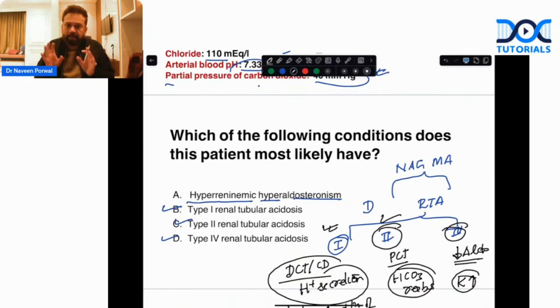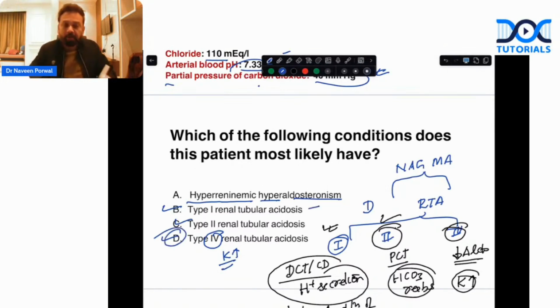See, I can discuss this question for at least 1 or 2 hours, but the purpose today is not to discuss in much detail. In the exam, you have very little time. So the purpose of today's discussion is how to approach it in the exam. A few key points you must remember. For example, the only RTA which has hyperkalemia is RTA4, because of hypoaldosteronism. So the answer will be D.